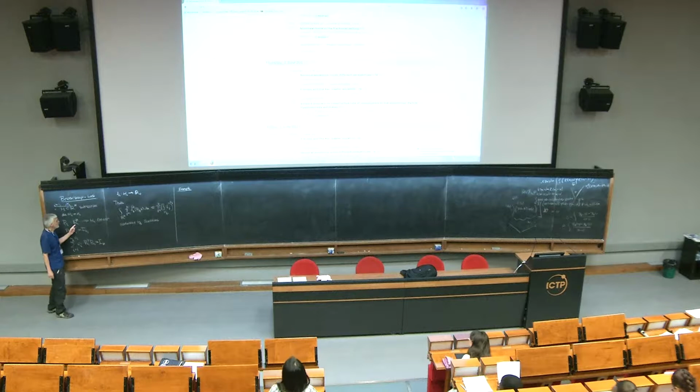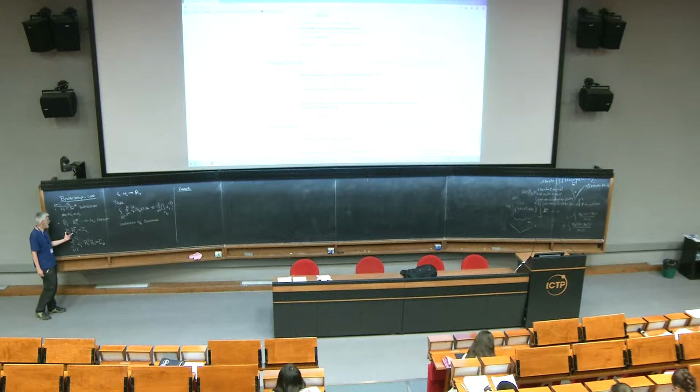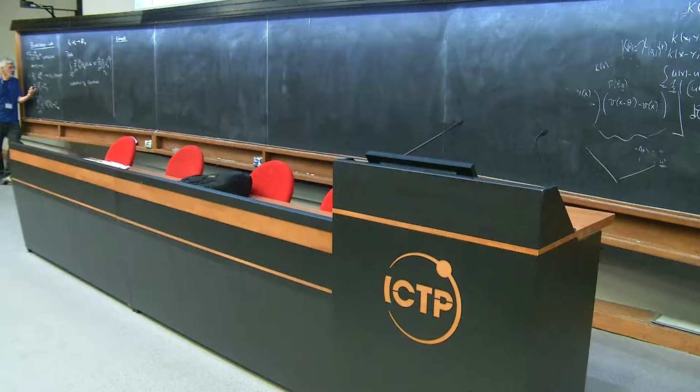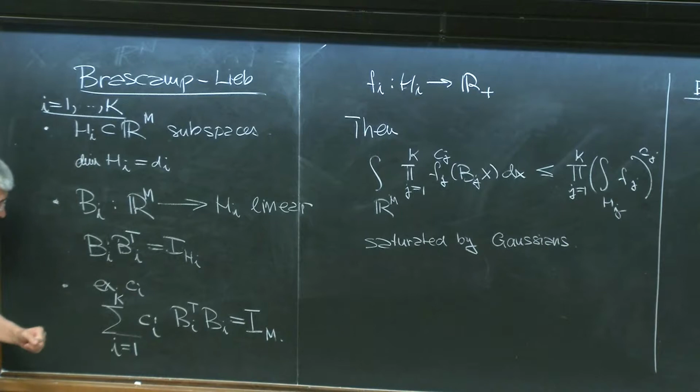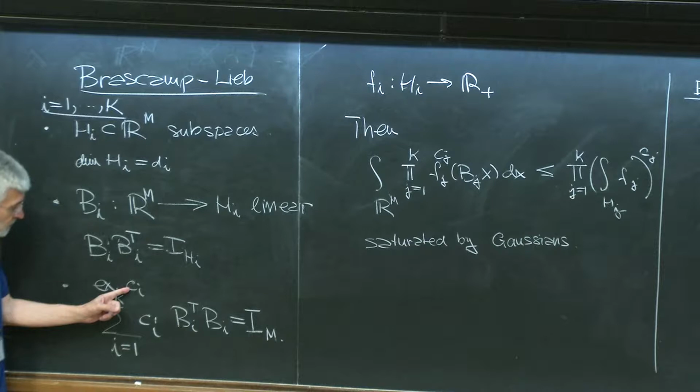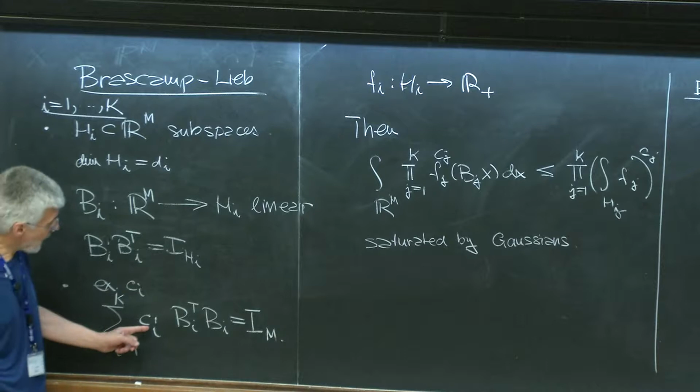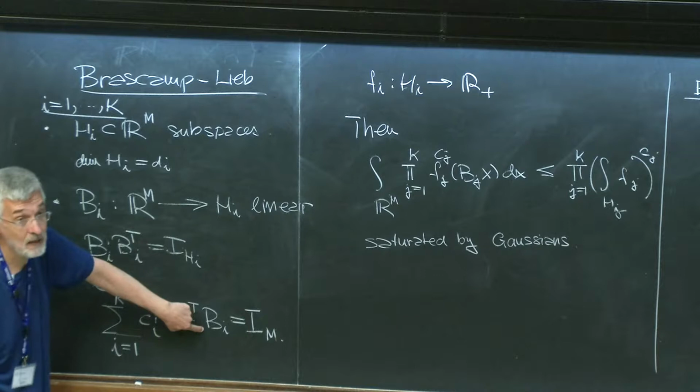And you assume that these maps are essentially isometries. In other words, that Bi Bi transpose is actually the identity on this Hilbert space Hi, okay? Now, furthermore, assume that you have some positive constants Ci, so that the sum of the Ci Bi transpose Bi is equal to the identity of the whole space, okay?